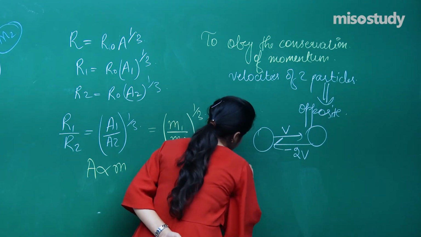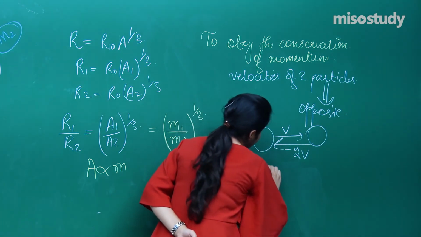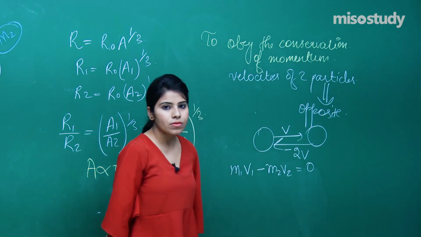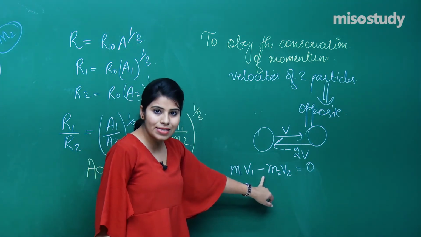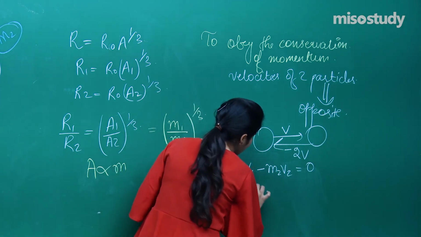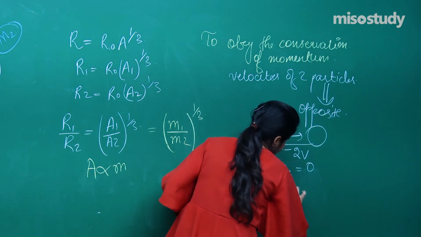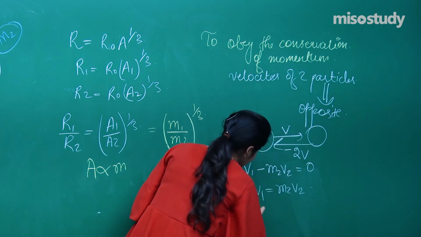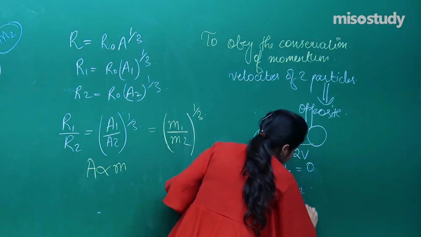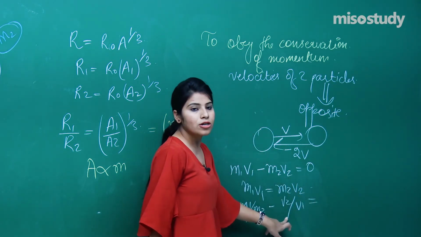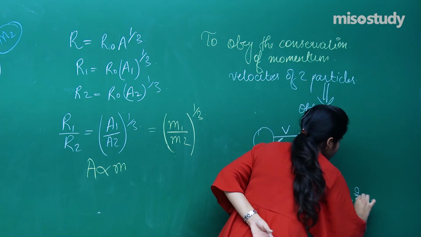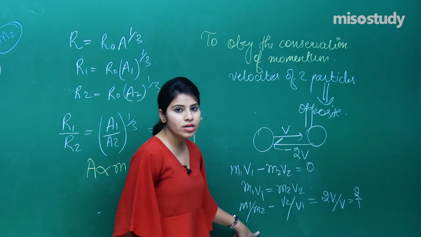m1 v1 minus m2 v2 equals 0. We are using the minus sign because the directions are opposite. So that is why we have got m1 v1 equals m2 v2. Now from here m1 upon m2 is v2 upon v1, and you know that v2 is 2v upon v. So you have 2 upon 1 as m1 upon m2.